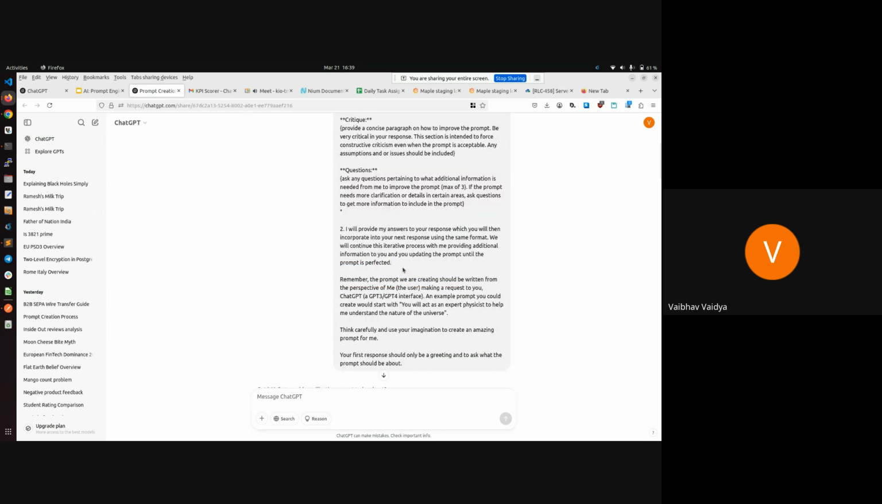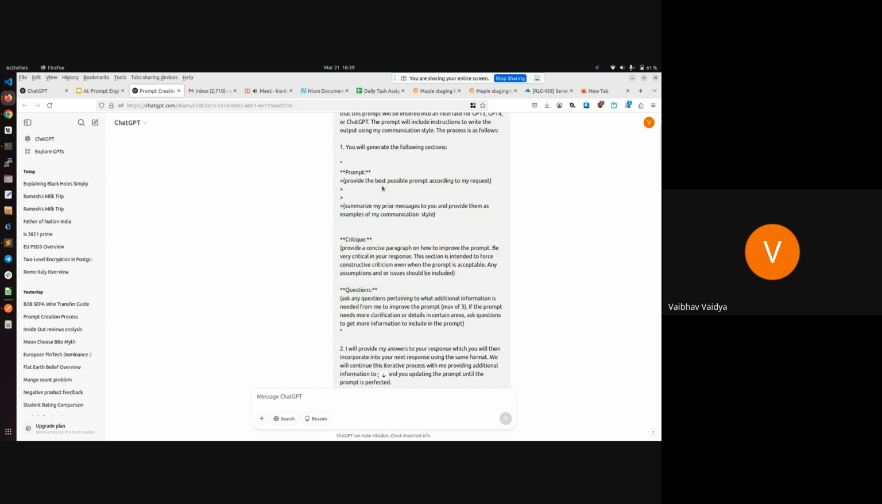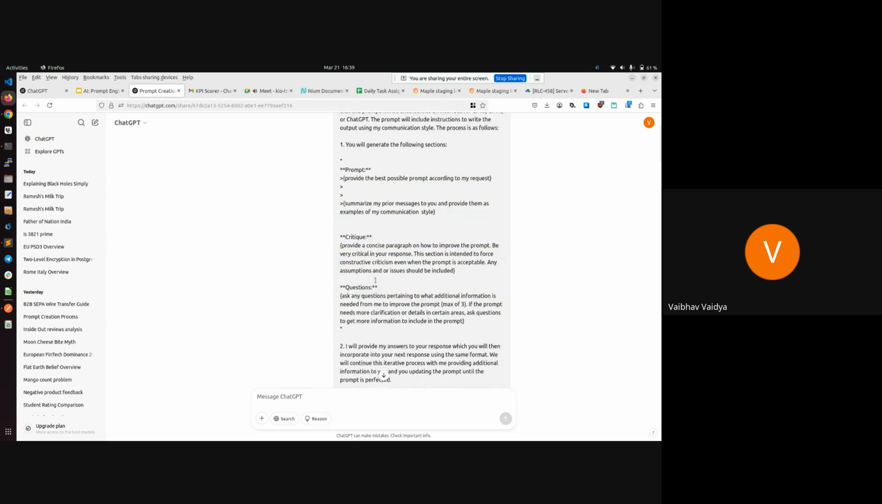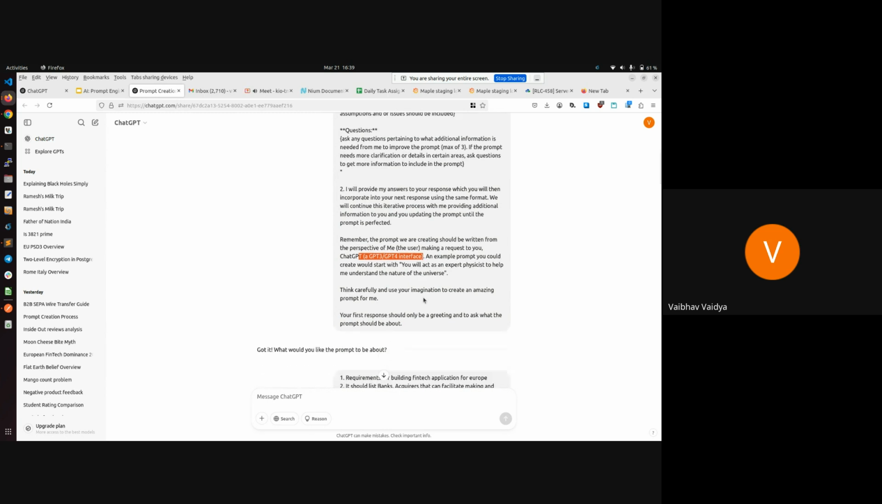And number two was my first point, so it has to provide me these three sections: prompt, critic, questions. And number two is just my instruction, so that whatever answers I provide should be written from the perspective of me, the user, making a request to you. Who is you? It is a GPT 3 or 4 interface, and you will act as an expert and guide me in this.